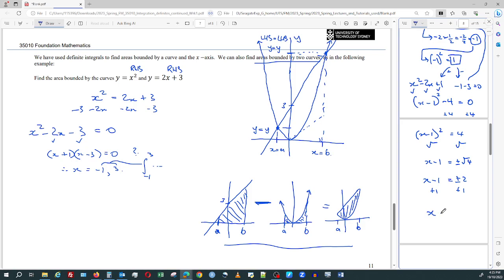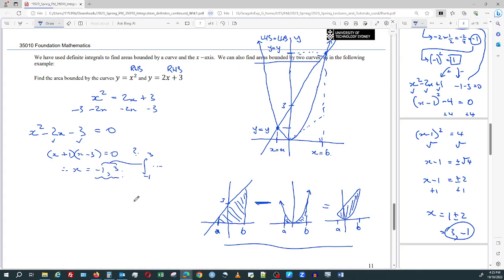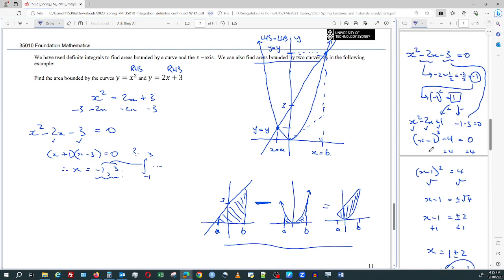So we get x is equal to 1 plus or minus 2, which is going to be 1 plus 2, which is 3, and 1 minus 2, which is negative 1. Now look, they're the same thing. We've actually got the result straight up, so we've found the intercepts. I can't encourage you enough to practice your gymnastics.